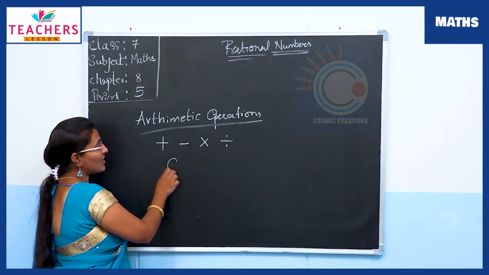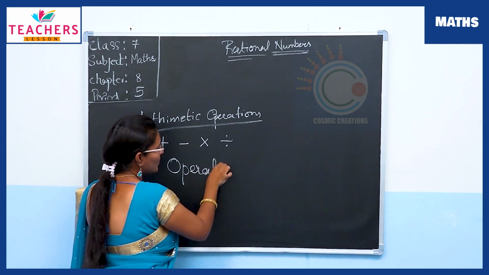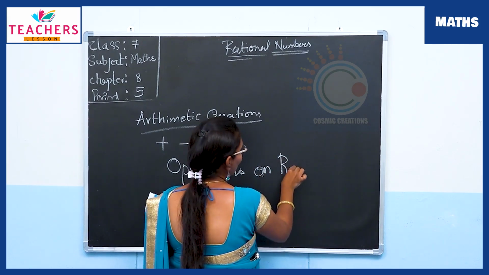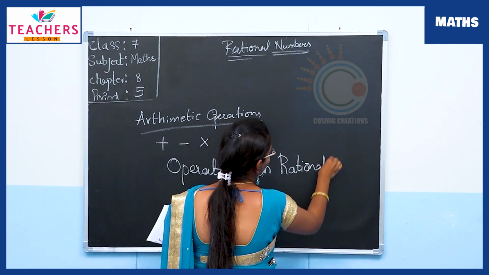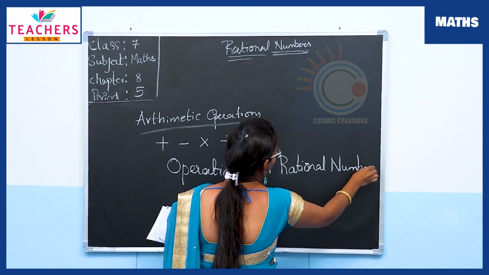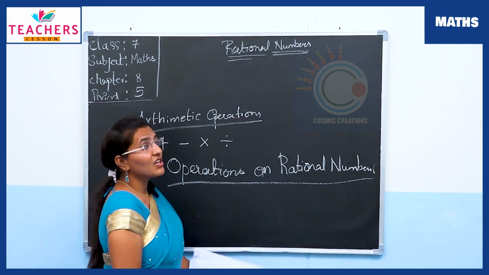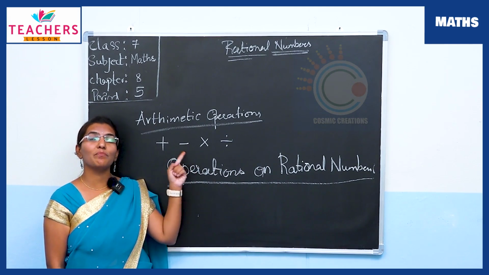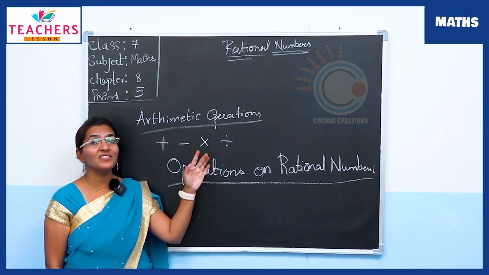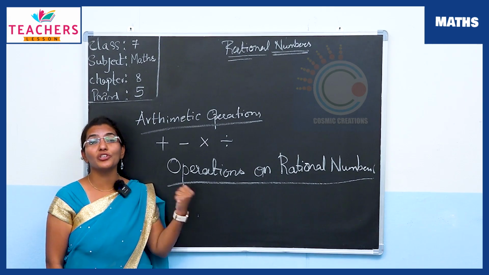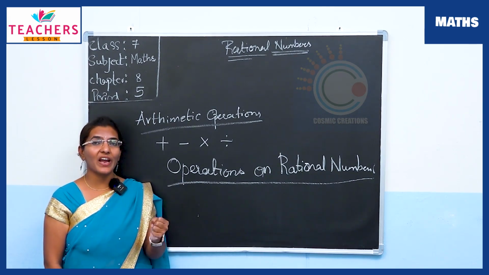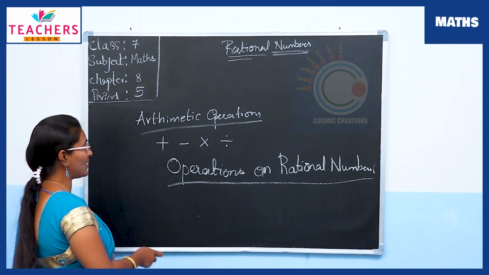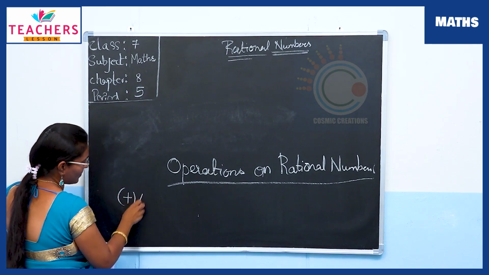So now we are going to learn operations on rational numbers. That means how we are going to apply addition, multiplication, subtraction and division, all four operations, on the given rational numbers. I am going to explain each operation step by step. Clear? So the first operation is addition.